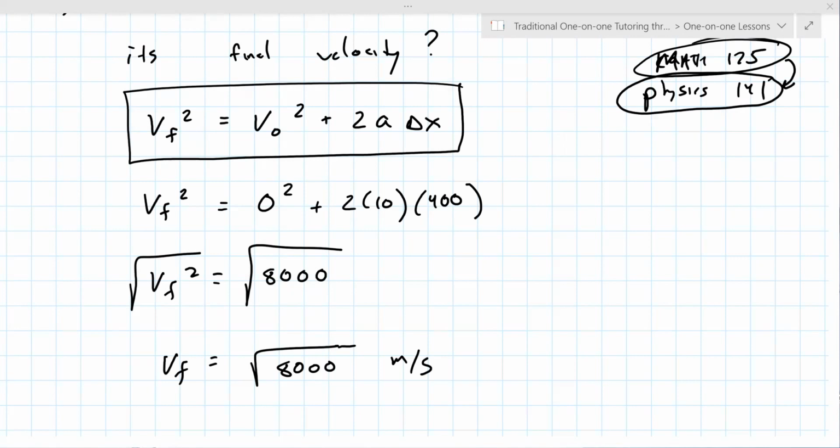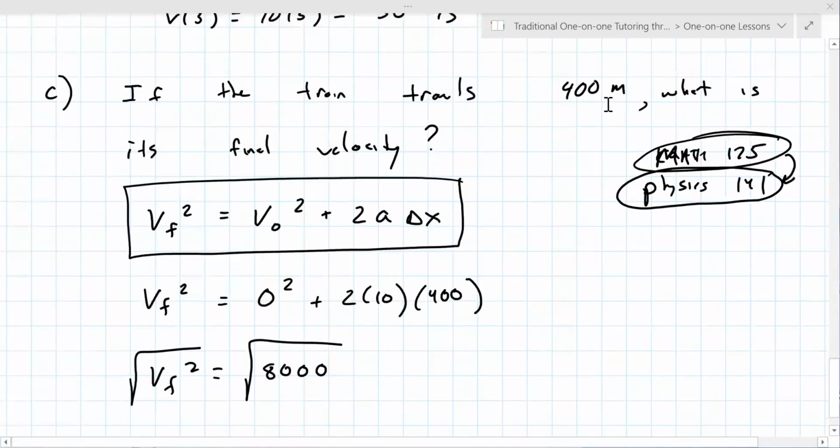Wait, the 400, you got it from the answer. I made it up. I just said if the train travels 400 meters. Delta X is the distance. Yes, the change in position or the distance.